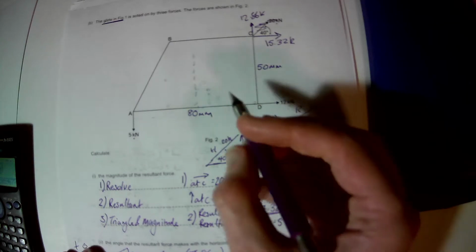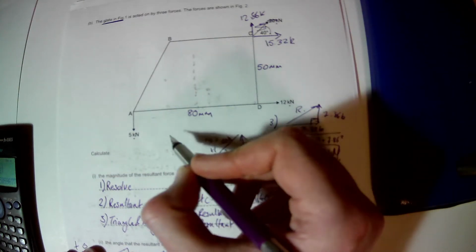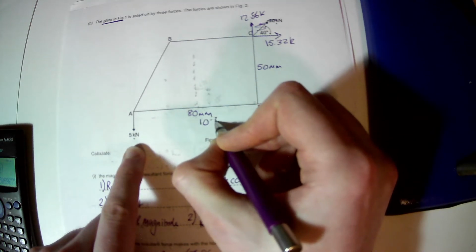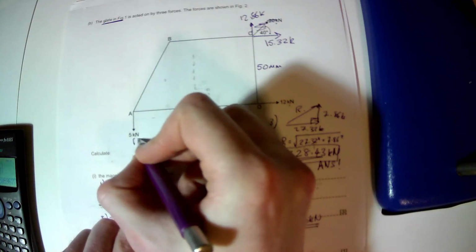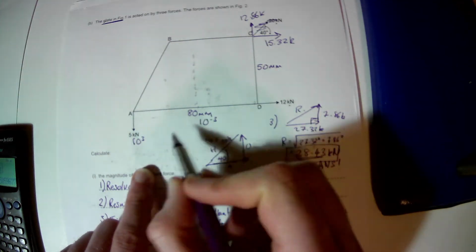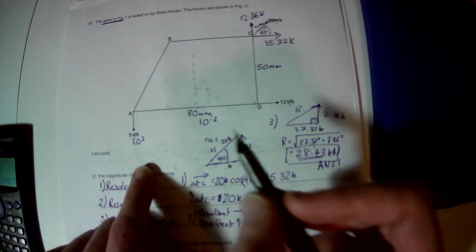Now, whilst you could change these into meters and these into newtons, changing these into meters would give you a 10 to the -3 conversion factor. These would give you a 10 to the 3 conversion factor. And because we times them together, it's going to cancel, so it doesn't matter.